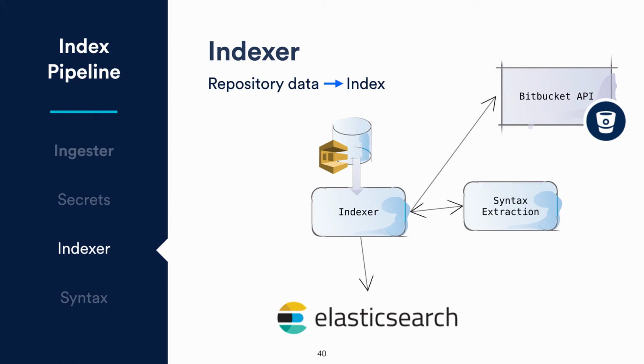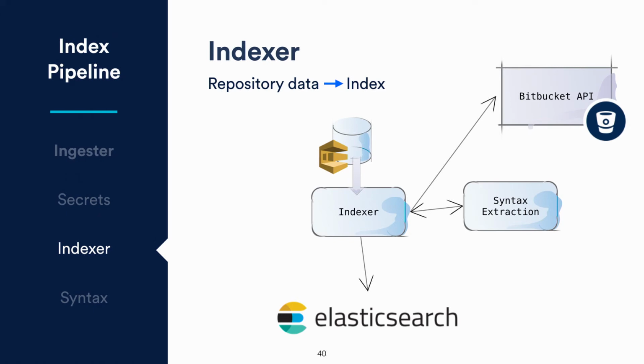I briefly described the overall data flow. Imagine a user pushes changes to a repository, a webhook request flows through the pipeline, and the indexer subscribes to that SQS queue and gets the index event message. We then look up the secret. We use that secret to authenticate against the Bitbucket API and look up the latest commit on the default branch.